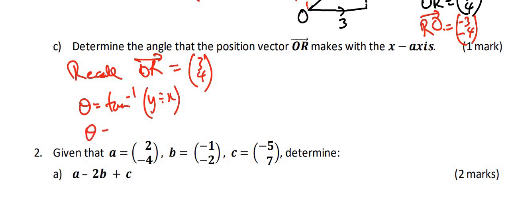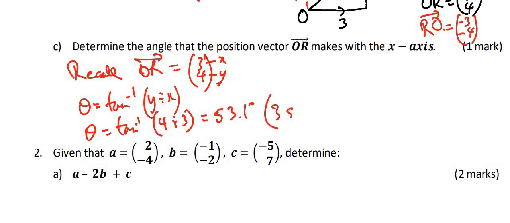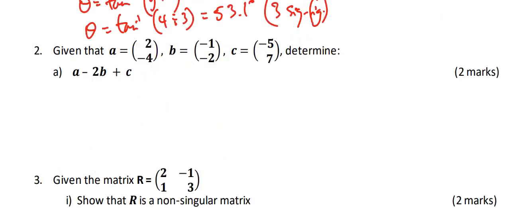So let's plug that into our calculator. We're going to have tan inverse. What's the y component? Remember, the first is the x direction, the second is the y direction. So the y component is 4 divided by 3. What's the answer for tan inverse of 4 divided by 3? I press shift on my calculator, tan, and then tan inverse comes up, 4 divided by 3, close bracket, and I get 53.1 degrees, corrected to 3 significant figures. You can always check our video on significant figures. All right, now let's look at question 2.